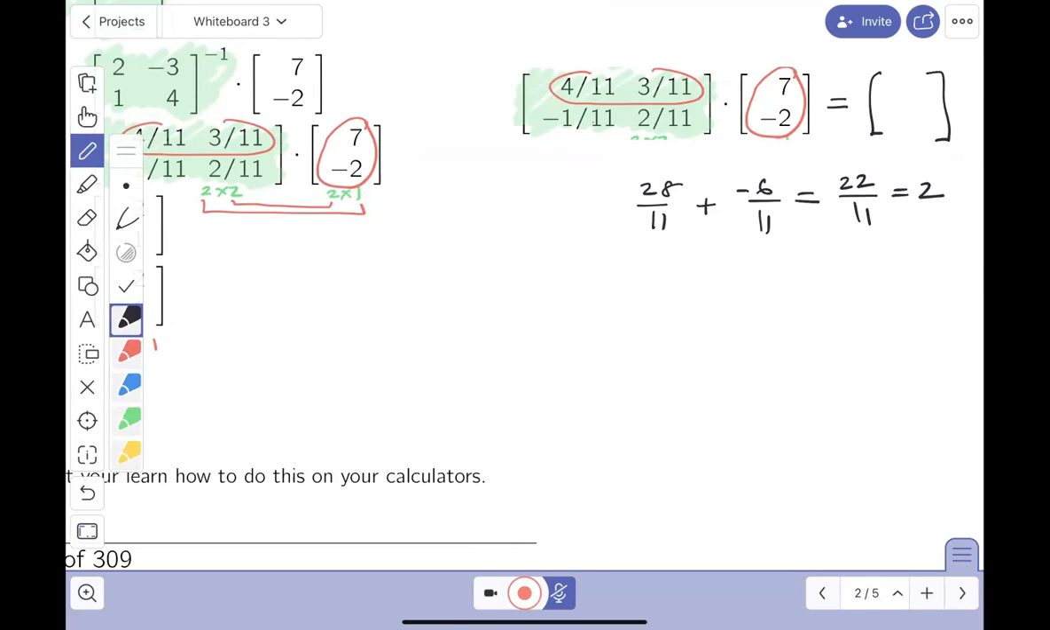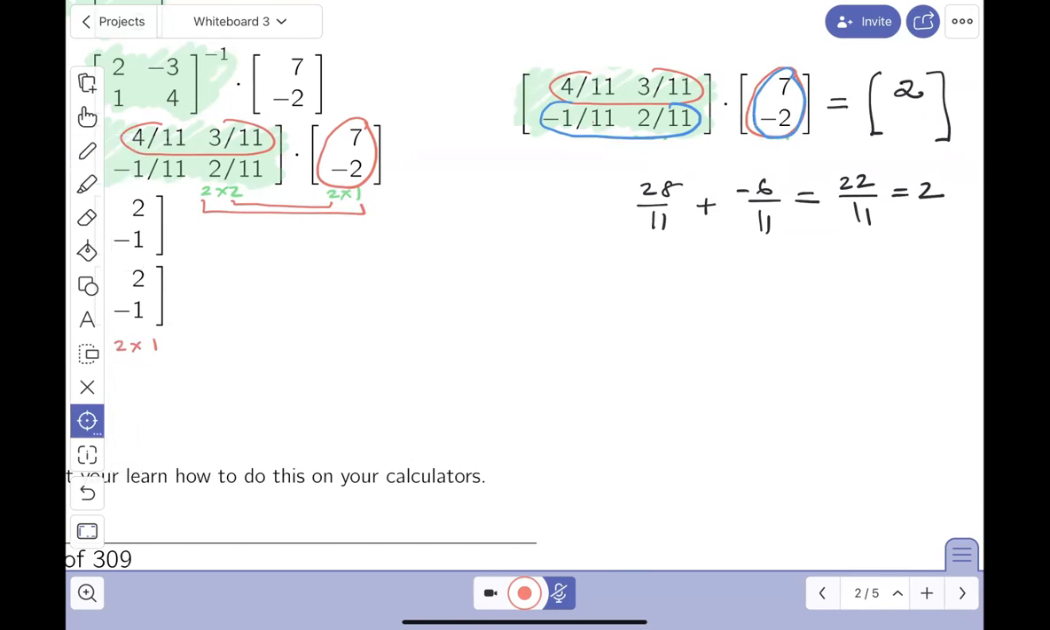What result did we do? Row 1, column 1 is 2. That's row 1, column 1. Let's do the next one. Someone says, what's the next one? And I hate circling things, but I'm going to circle them for you. Row 2 times column 2. That'll give me row 2, I'm sorry, row 2, column 1. This is row 2. This is column 1. It's going to give me row 2, column 1.